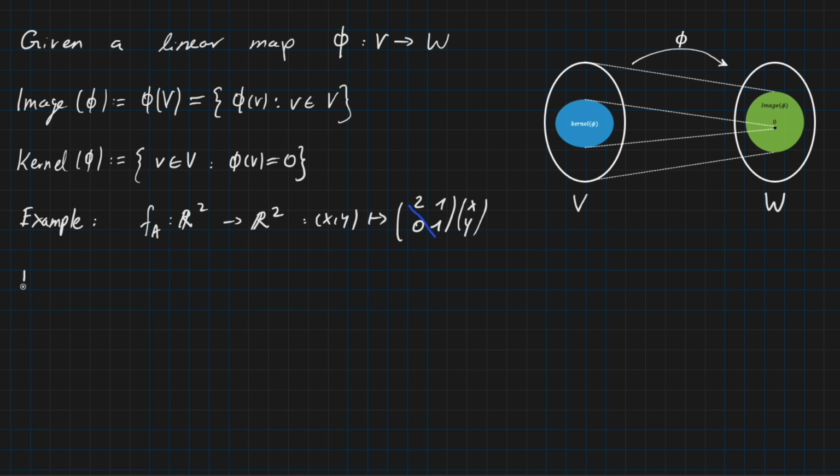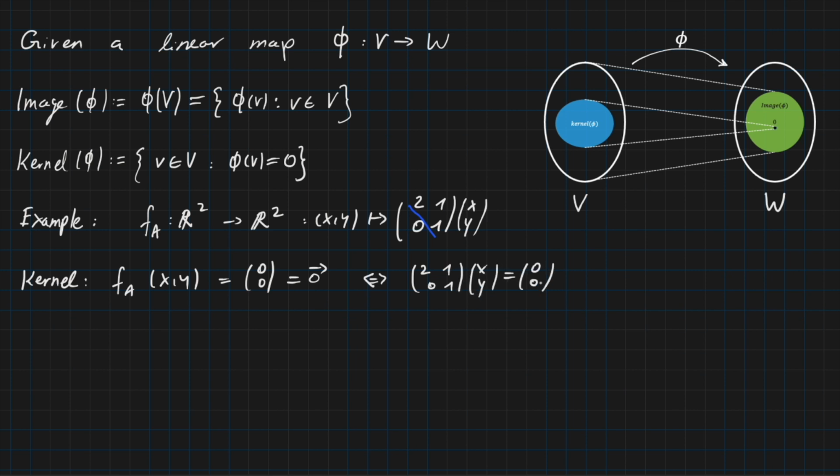So for the kernel, we are interested in all the x and y's such that the result is the 0 vector. So this is equivalent to the matrix (2, 1; 0, 1) applied to (x, y), and we are interested in x and y such that we get (0, 0) here.